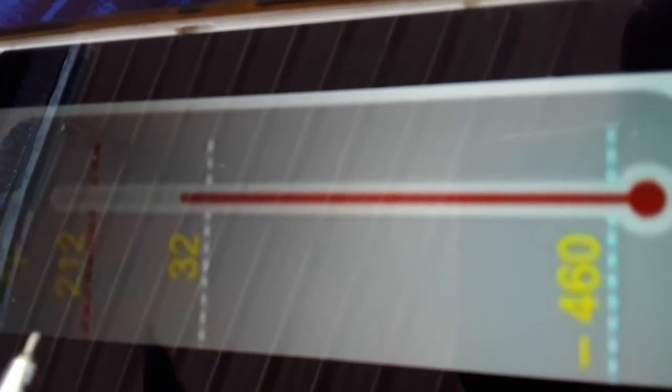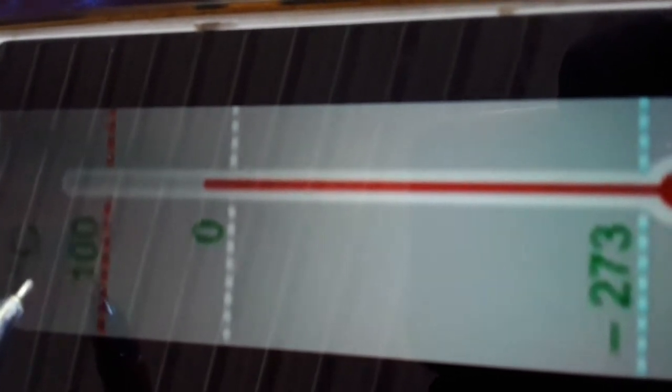And the interval has been divided into how many parts? 180 parts. Can you understand, students? This is the Fahrenheit scale. The freezing point of Fahrenheit is 32 degree Fahrenheit. Boiling point of Fahrenheit is 212 degree Fahrenheit. And in between 32 and 212, how many divisions are there? 180 parts are there.